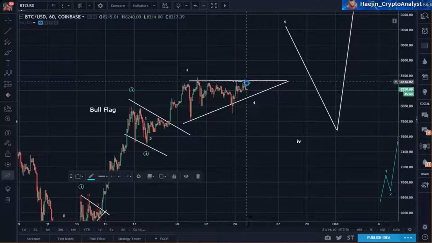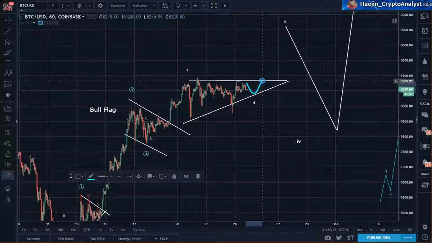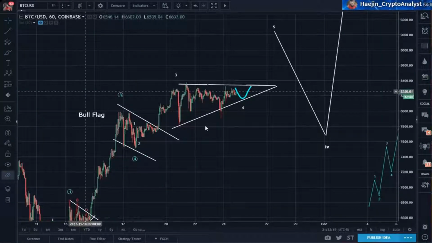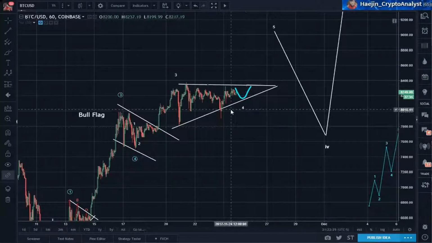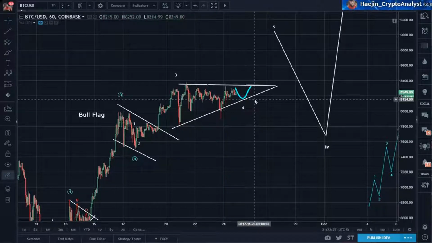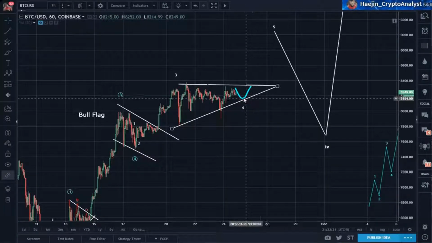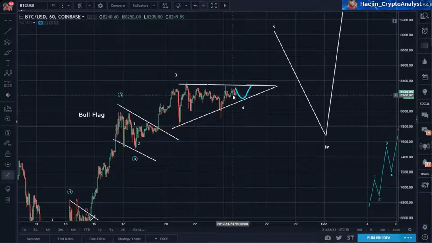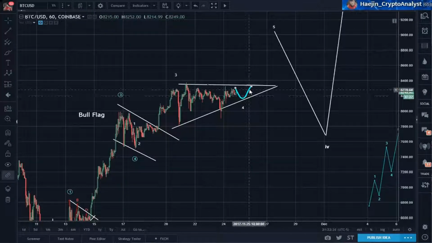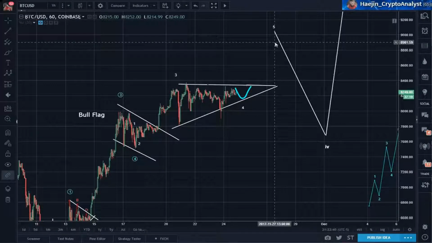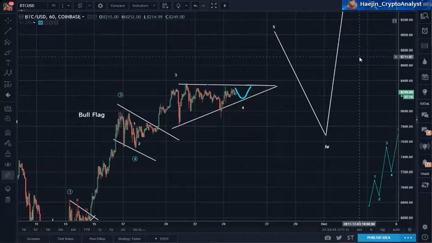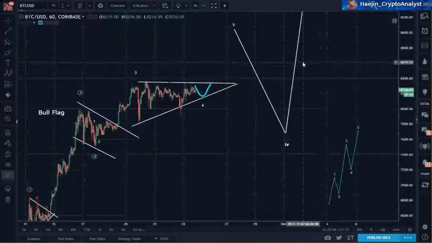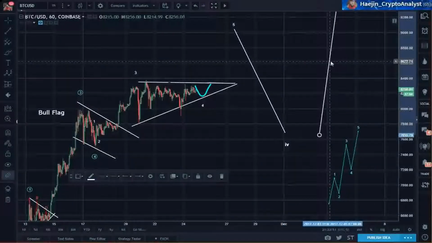So what I'm thinking is that this is an ascending right triangle, and we may see one more dip and up, or touch the upper line and then dip and up and go towards putting in the wave 5. So now as time has elapsed, I move this to the right.